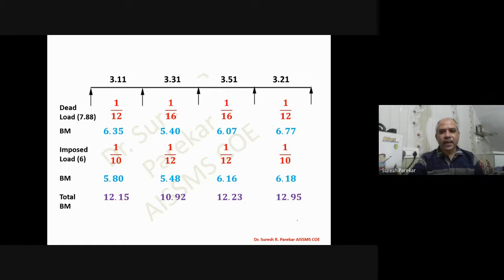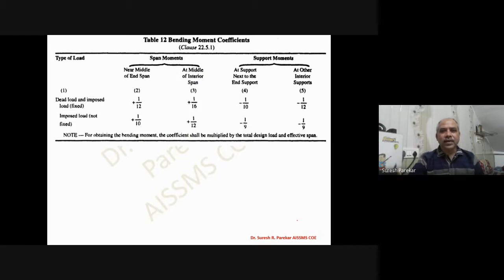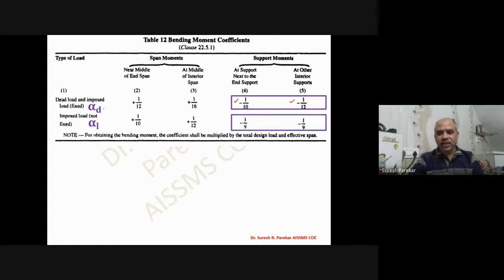So we have the total bending moment likewise, and we have to put it in this fashion. Then we have the support moments. So we can see alpha d. We have at support next to end support minus 1 by 10, and at other interior support we have minus 1 by 12, which is the alpha d value for dead load. And for live load, you can see we have minus 1 by 9 everywhere.